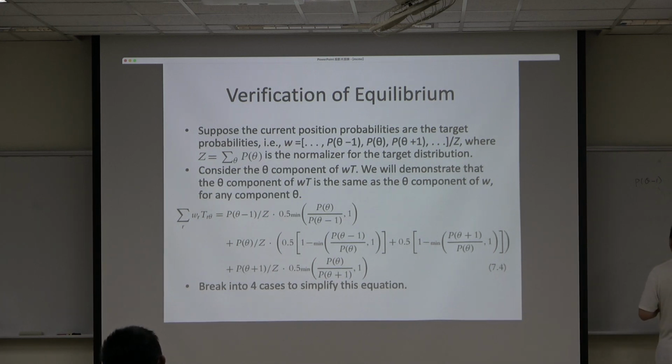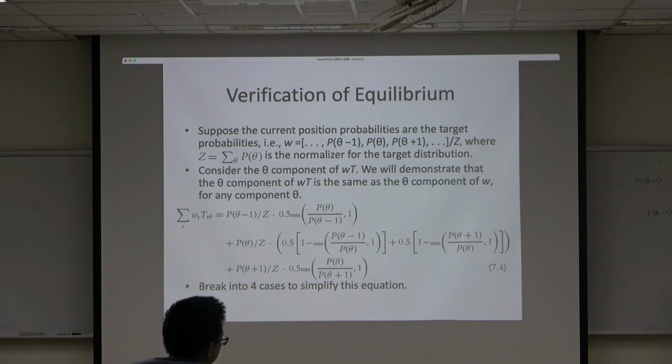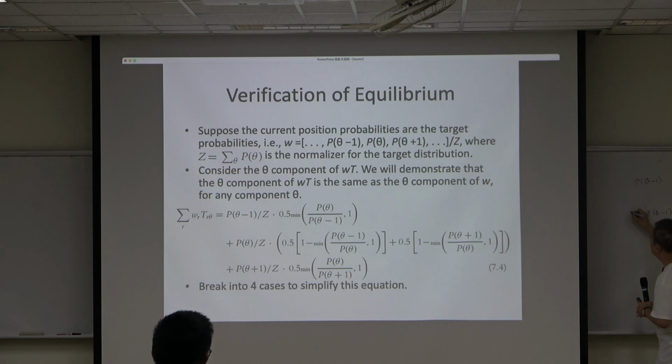Okay, the first case: P of theta minus 1 is smaller than P of theta, and P of theta happened to be smaller than P of theta plus 1. Of course, in this case, it implies that P of theta minus 1 is also smaller than P of theta plus 1. So this is the first case.